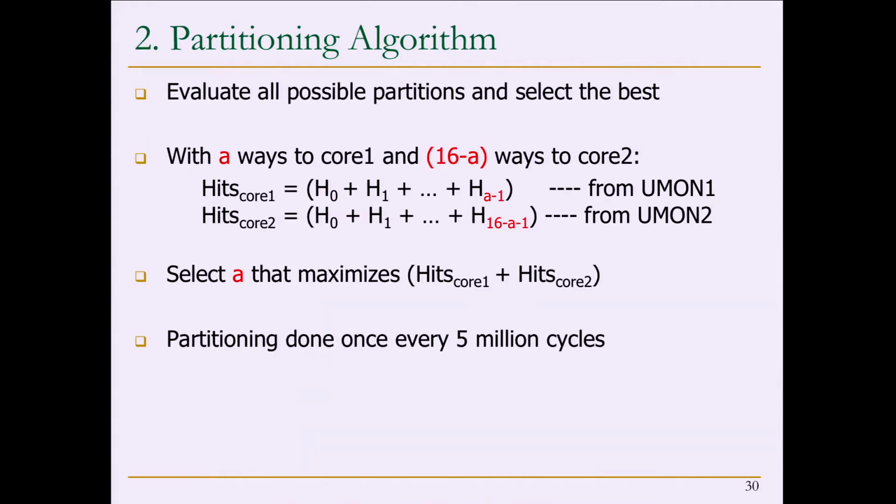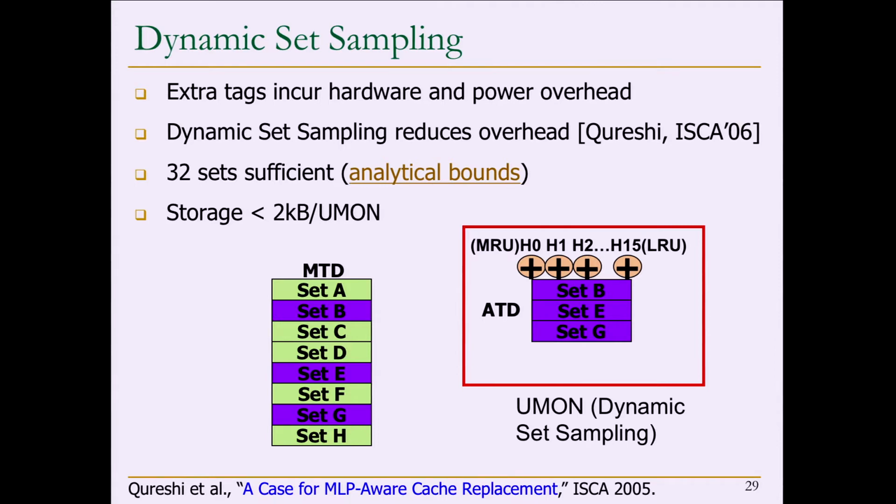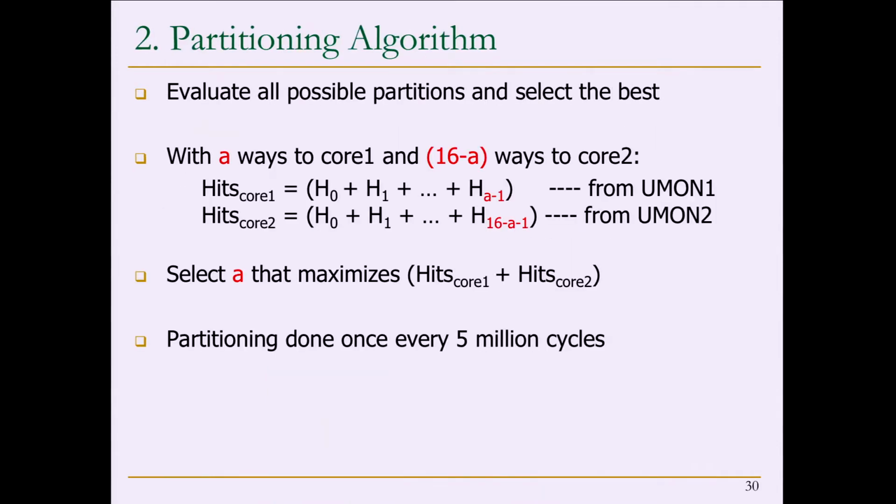Let's go to the second component. Now that we have the hit counters, we have the utility of each cache array for each application, what do we do with it? Well, one way of designing the partitioning algorithm is this. Evaluate all possible partitions and select the best. If you have 2 cores, this may be easy, with A ways to core 1 and 16 minus A ways to core 2. These are the hit counters that you would have from the different utility monitors. And you basically look at all possible A values and select an A that maximizes the number of hits. That could be one optimization point, right? You could, of course, have other optimization points, but this is relatively simple.